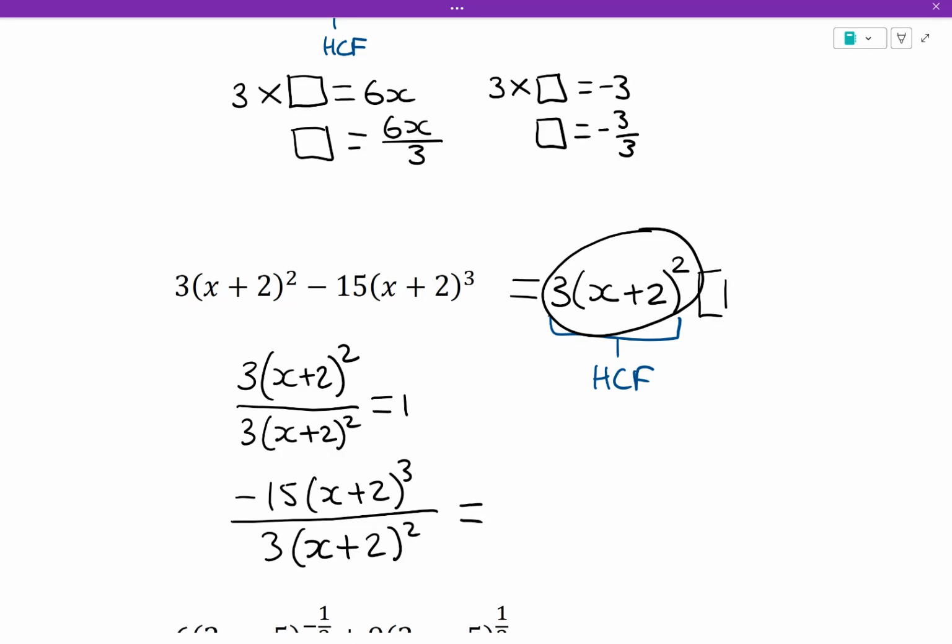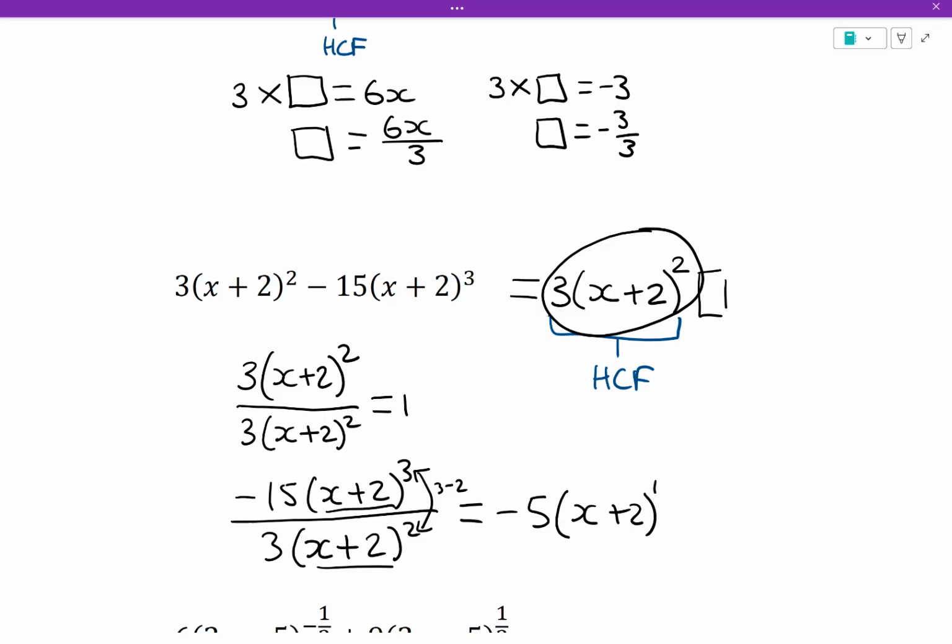Now let's divide. So we've got negative 15 divided by 3, so that's going to be negative 5. And then if we look at our brackets, the base is the same. It's x plus 2 in both cases. We're dividing, so we need to subtract our powers: 3 subtract 2. So we're going to end up with a power of 1. So I'd write x plus 2 to the power of 1 like that.